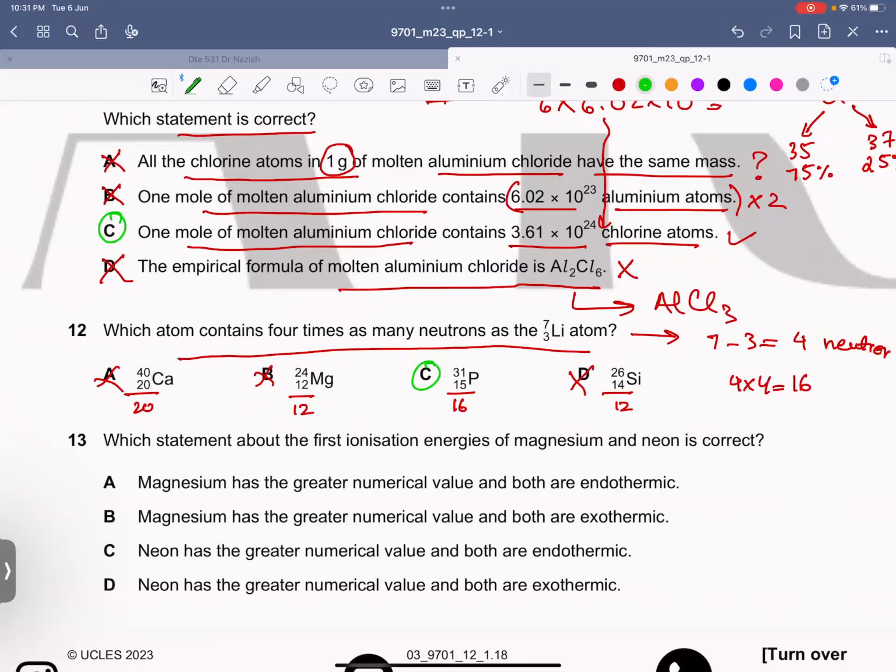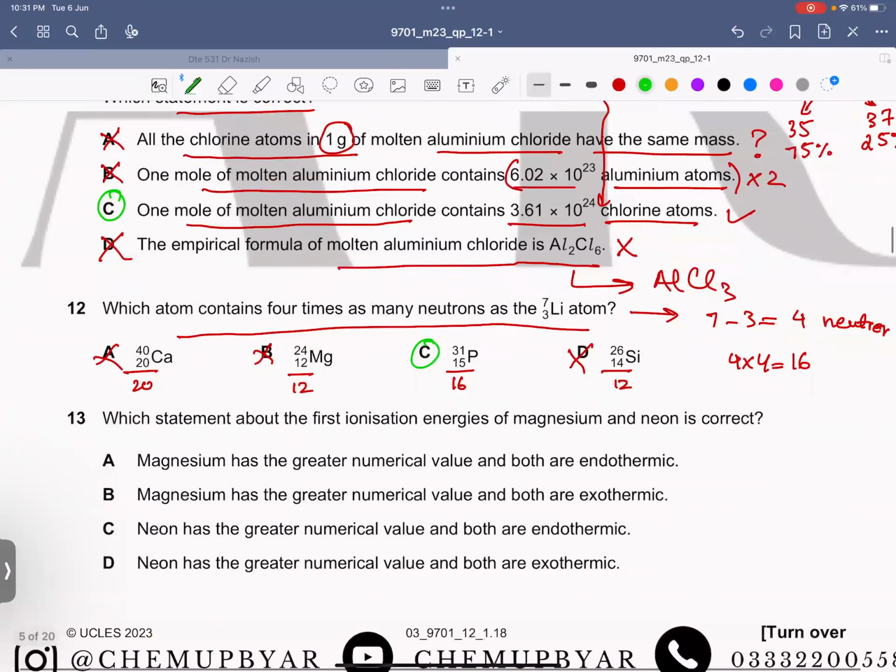Is this clear to everyone? Now question number 13.